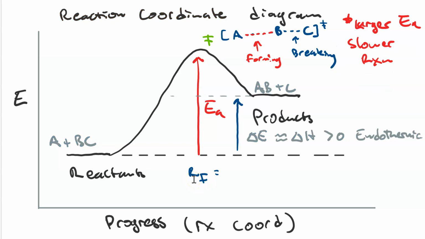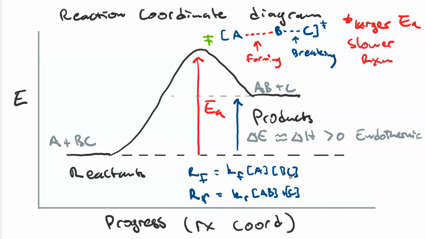So what's the rate in the forward direction again? It is the rate constant times the concentration of A times the concentration of BC. Basically, it's the rate constant times the concentrations of the reactants. In the reverse direction, Rr equals the rate constant in the reverse direction, Kr, times the concentration of the products, AB plus C.